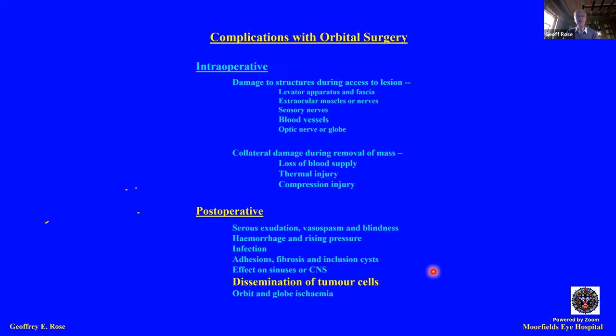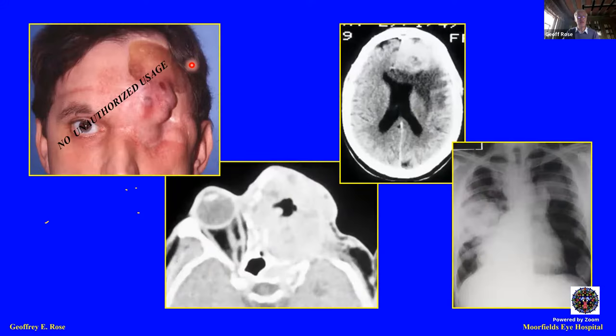Dissemination of tumor cells. This is important. As I mentioned a couple of days ago, in the old days when we did en bloc resection of the orbit for adenoid cystic carcinoma of the lacrimal gland, we ended up with quite a number of patients who had intraosseous recurrences, really marked within the calvarium, in the bone, and then spread into the brain.